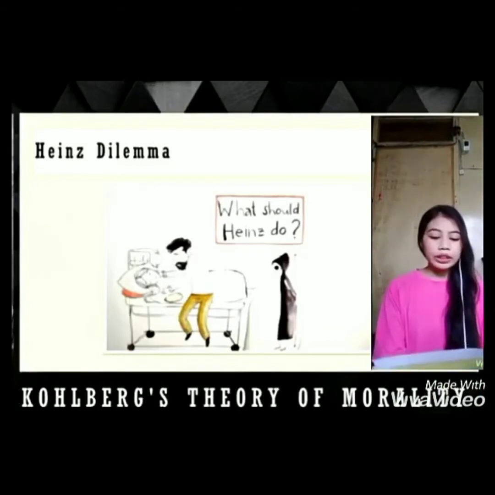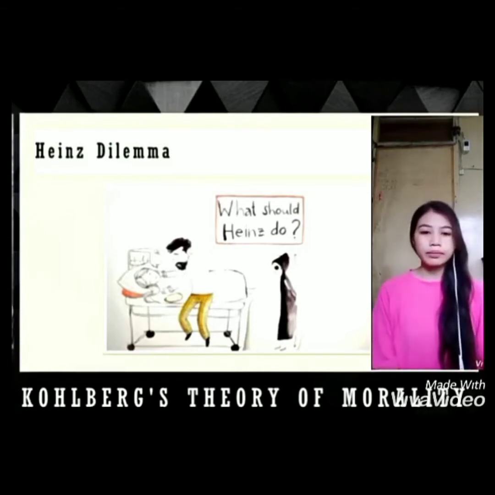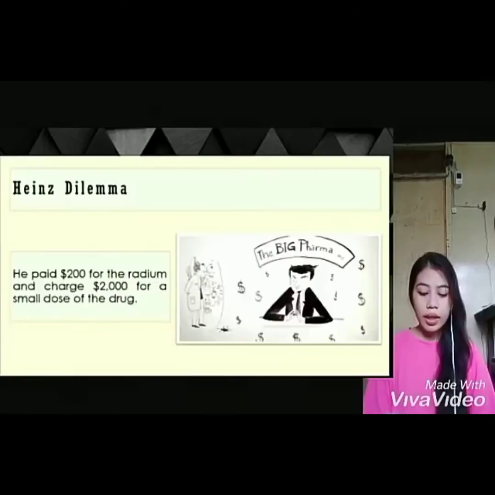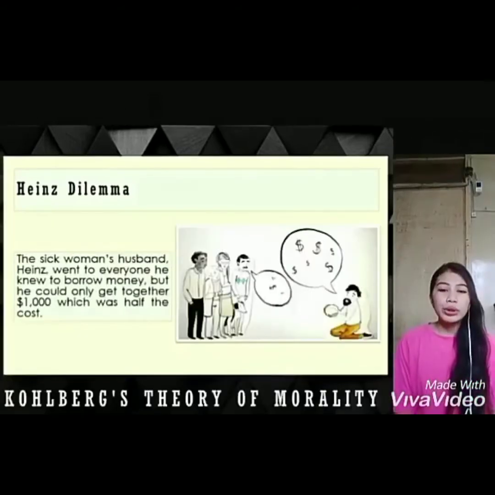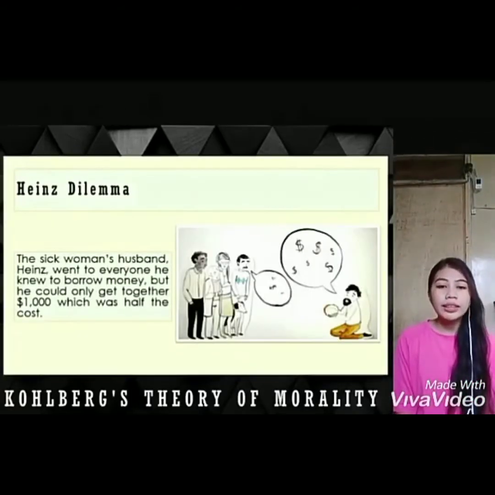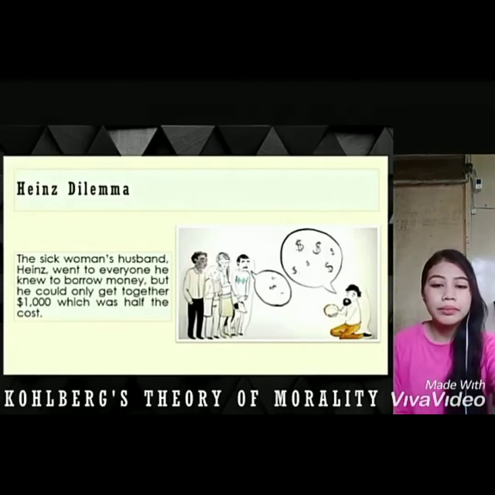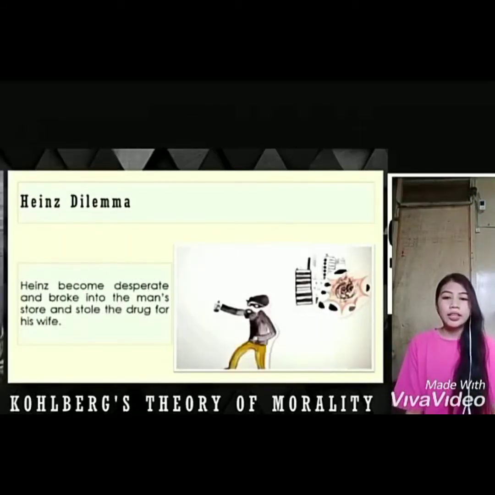Heinz's wife was near to death from a special kind of cancer. There was one drug that the doctor thought may save her. It was a form of radium that the druggist in the same town had recently discovered. The drug was too expensive, and Heinz couldn't afford it. That's why he decided to steal the drug.